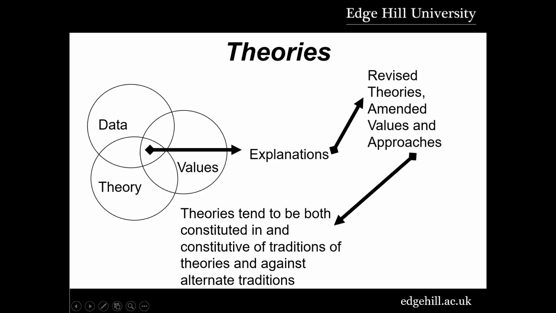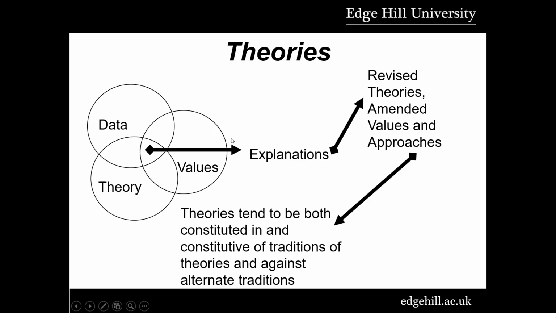So in theories, you come up with data, you have your empirical data. You don't make theories without data. Let's say you could gather this data from known principles or science facts. It could also be based on the data of other researchers. And you could also utilize other theories and the values that you have, because theories tend to be both constituted in and constitutive of traditions of theories and against alternate traditions.